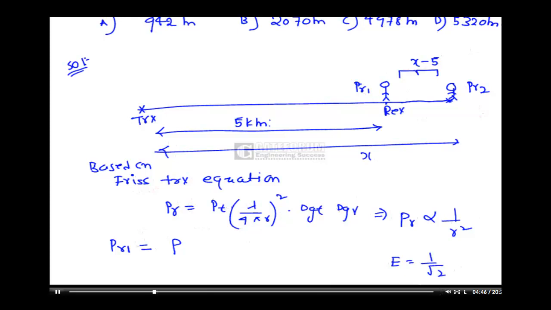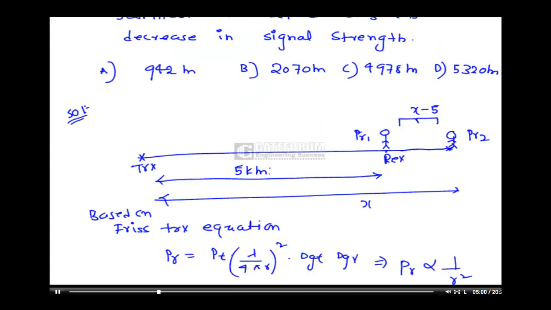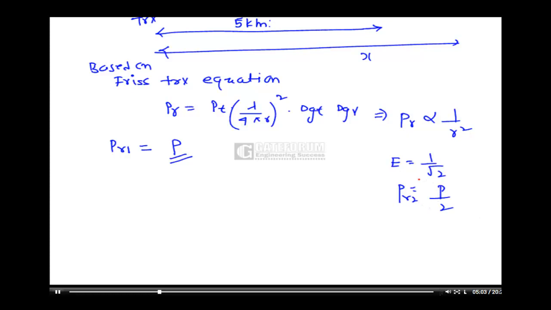So how much does the power decrease? Power PR2 is equal to P by 2, because of E square. Power received is nothing but E square by 2 eta. So if at the first point power is P, then at the second point the power must be P by 2. Only then is there a decrease of 3 dB of signal strength. So the power received at the second point is P by 2. We have to calculate the distance.